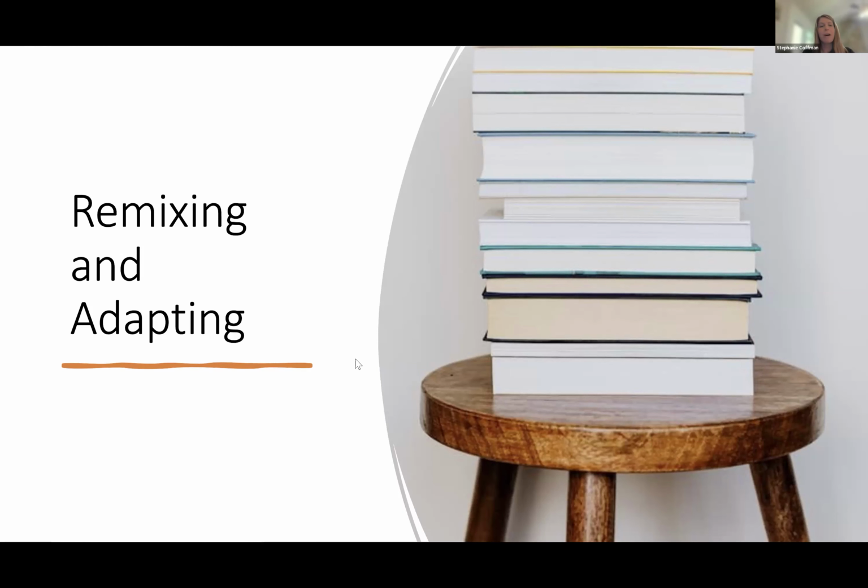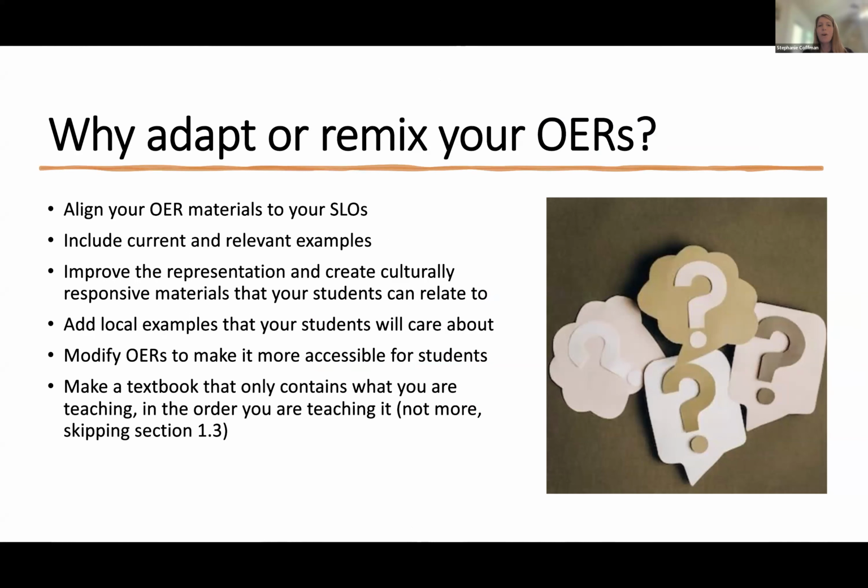All right, so let's talk about remixing and adapting. So going back to our cell phone analogy from the very beginning, it's really great to get an OER textbook. You can give it to your students for free. That's the first step. And then if you want to start tailoring those, you can really build something special for your students.